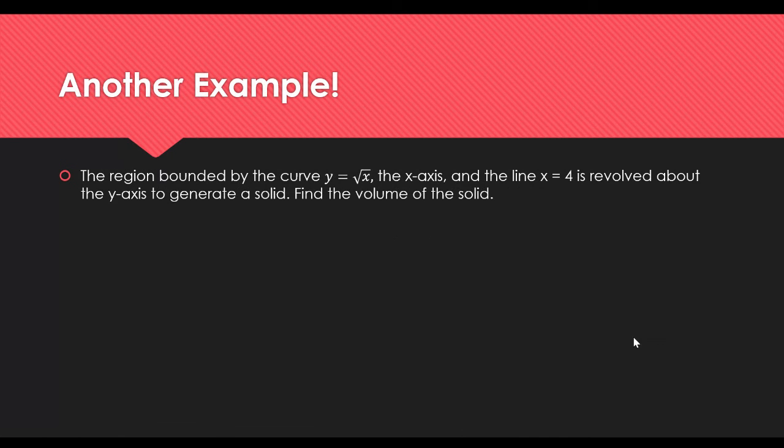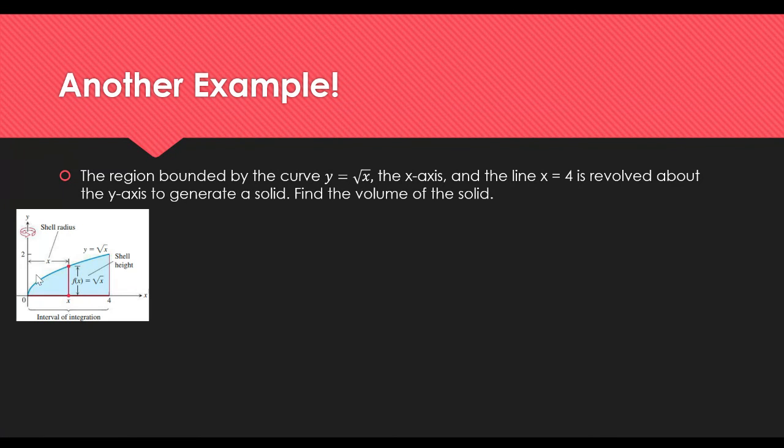Cool. Let's try another one. This one, our region bounded by the curve y equals the square root of x, the x-axis, and the line x equals 4 is revolved about the y-axis to generate a solid. Find the volume of the solid.